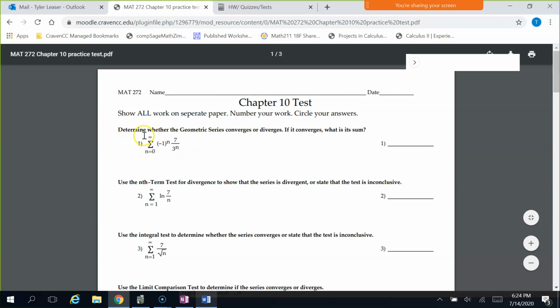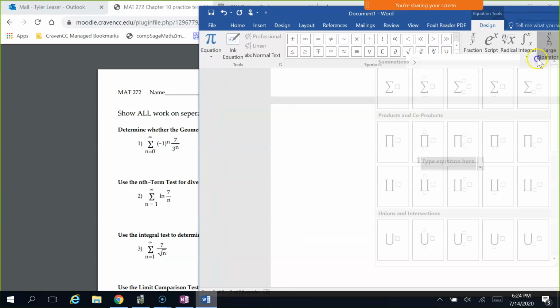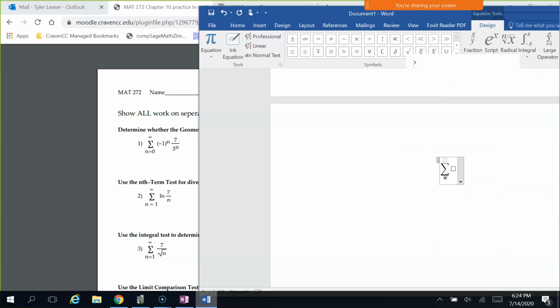So this first one here, determine whether the geometric series converges or diverges. If it does converge, what is its sum? That's very common for geometric series, to ask what is the sum. Like I said before, the only time they're going to actually ask you to find the sum is when it's a geometric series. Otherwise, they're not going to bother asking. So for this one, just to copy it down, we have the sum as n goes from 0 to infinity, -1 to the n, 7 over 3 to the n.